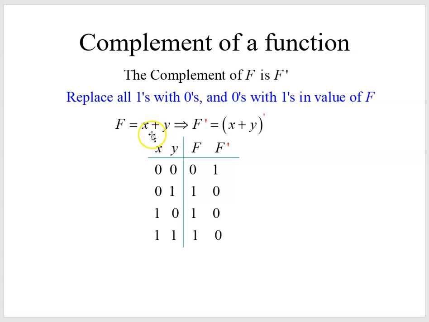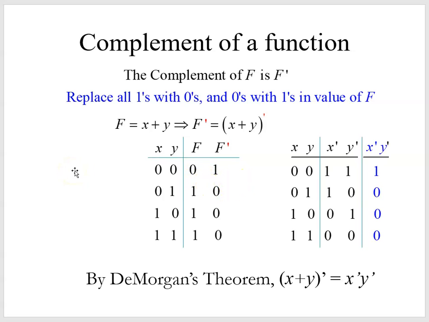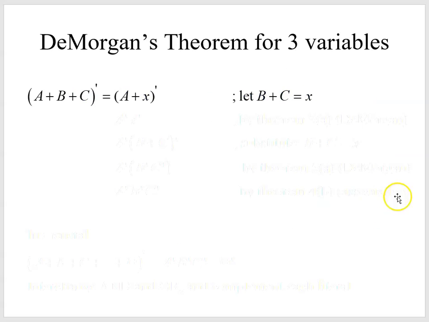So here we see, for example, if our function is just x or y, the complement of that, (x or y)', is just a 1 whenever the OR function is a 0, and it's a 0 when the OR function is equal to a 1. And we can show then by De Morgan's theorem that that's equal to x' y'. And that is De Morgan's theorem. We can verify that within our truth tables. That's where De Morgan's theorem will come in very handy.